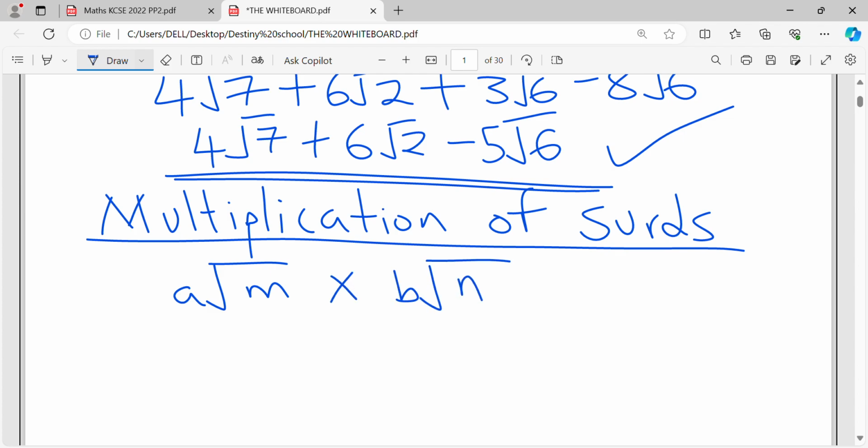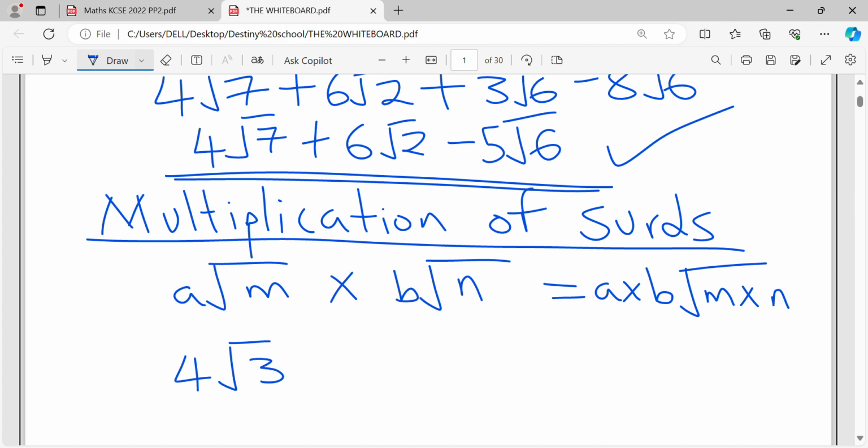So let's say maybe we have a root of m times b root of n. So in multiplication, they can be different. So you multiply. What is very simple here is this: what is outside the root, you multiply by what is outside the root. Then what is inside the root, you multiply by what is inside the root. That's how simple it is.